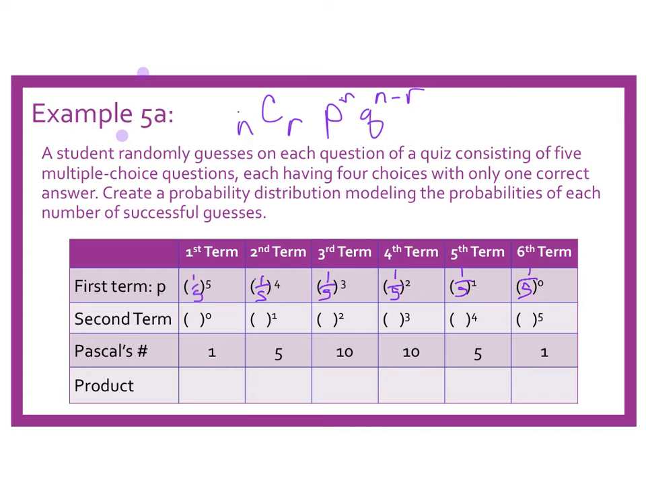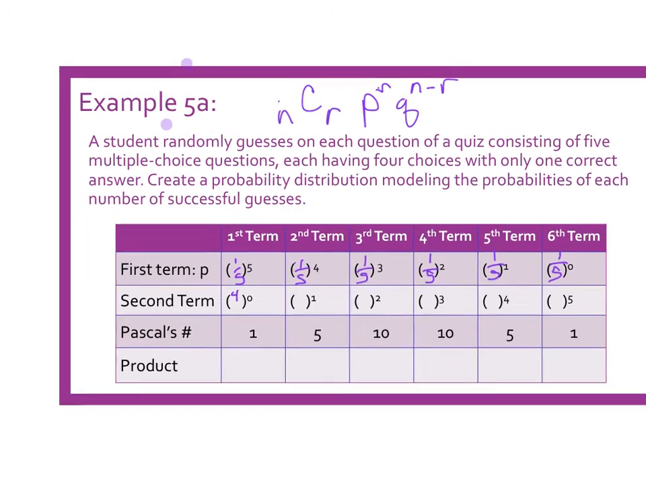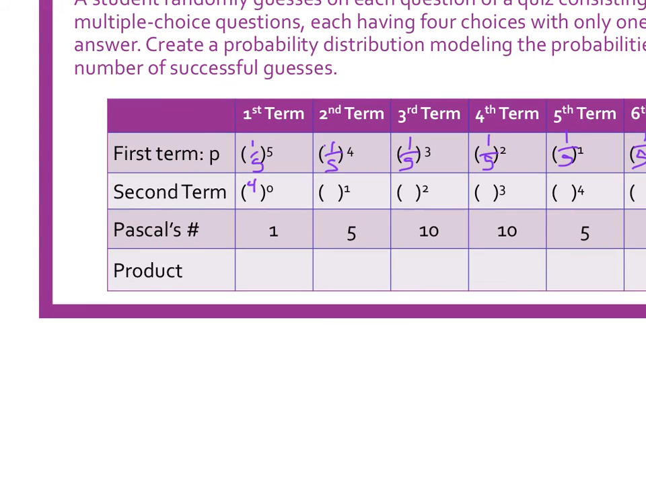The second term is 1 minus 1/5, so that's going to be 4/5. I'm sorry, I'm just having a hard time reaching the bottom of my screen. 4/5 to the 0 is 1, and 4/5 to the 1 is just 4/5. 4/5 squared, we know, is 16/25.